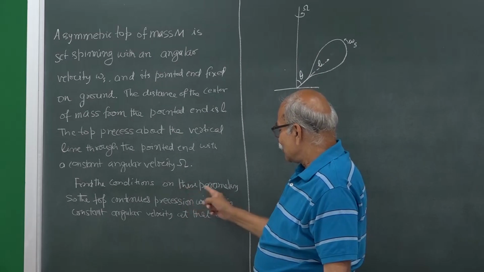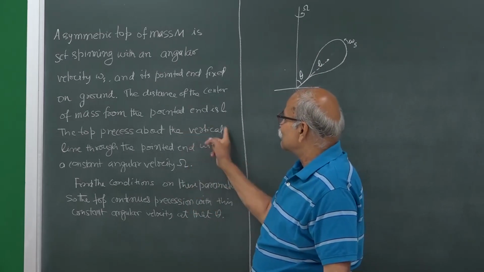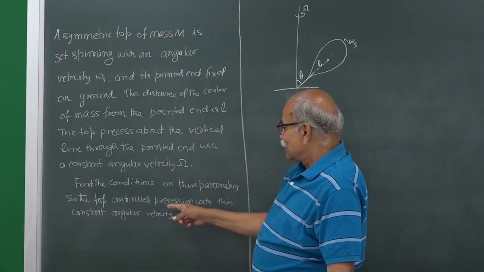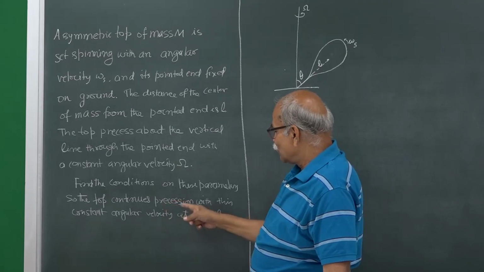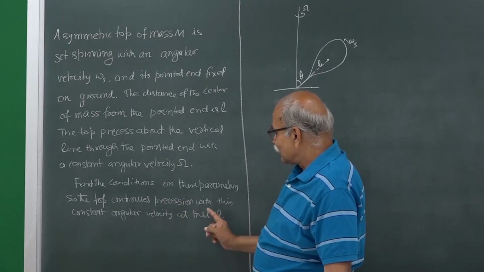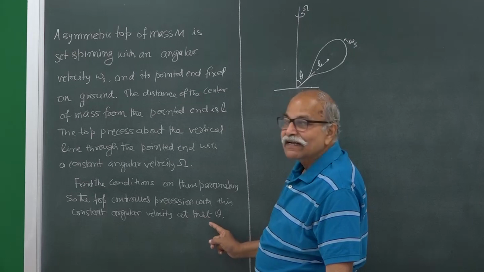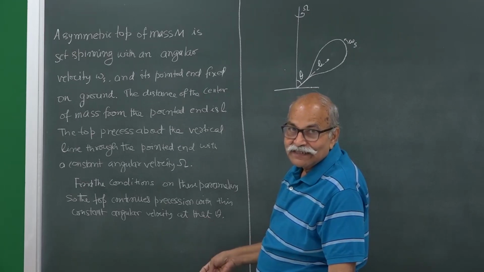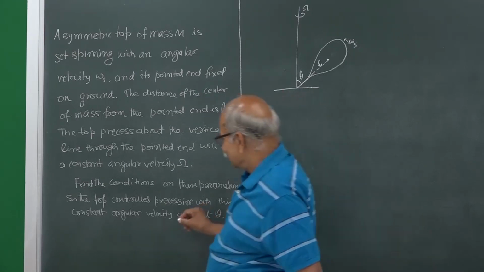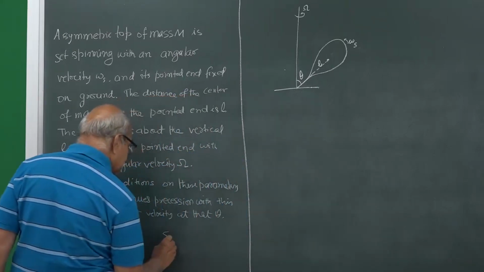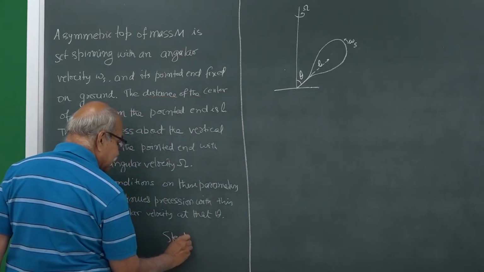Find the conditions on the various parameters which are there in the problem, so that the top continues precession with this constant angular velocity at that theta. This is also known as steady precession. Okay, steady.